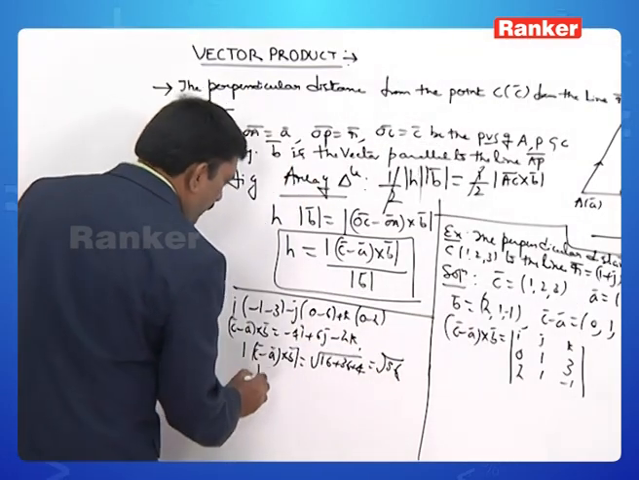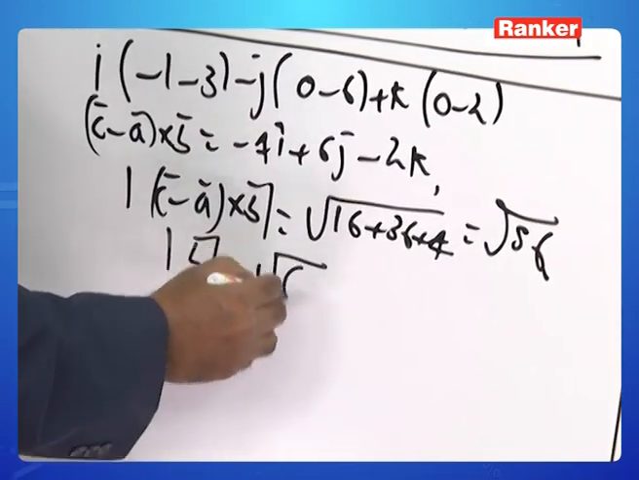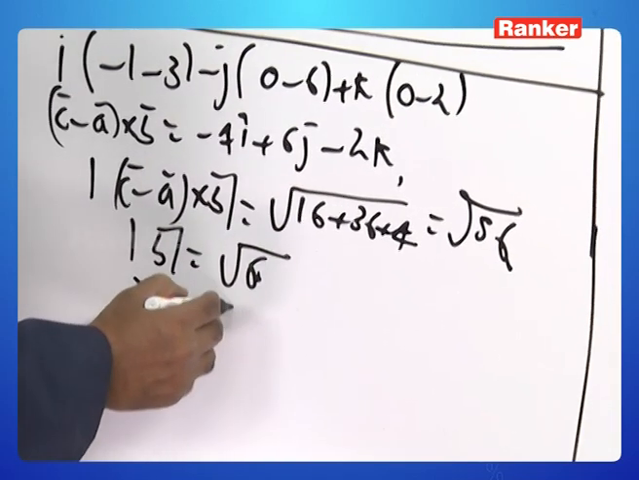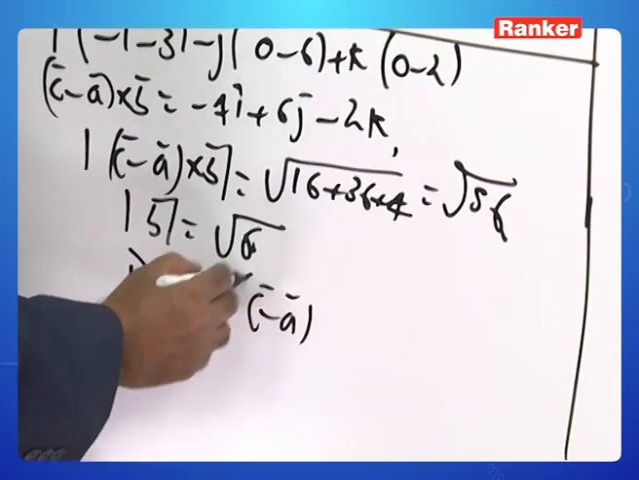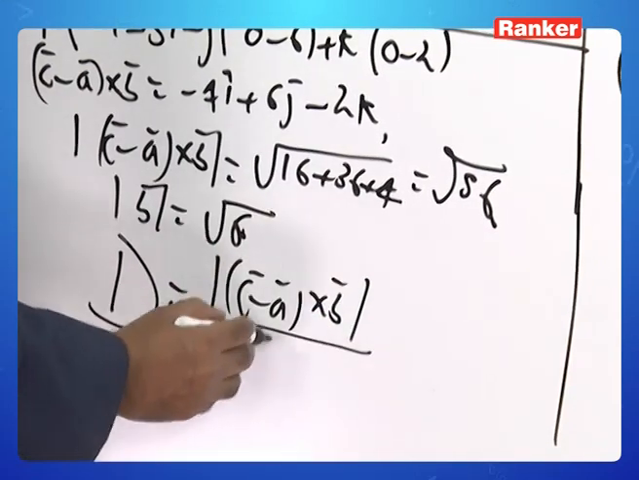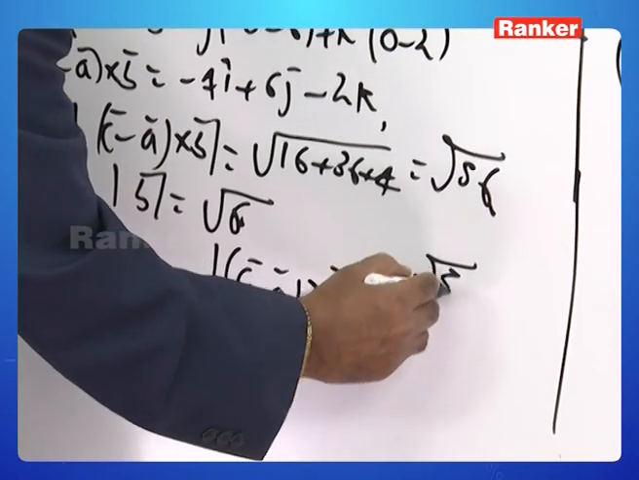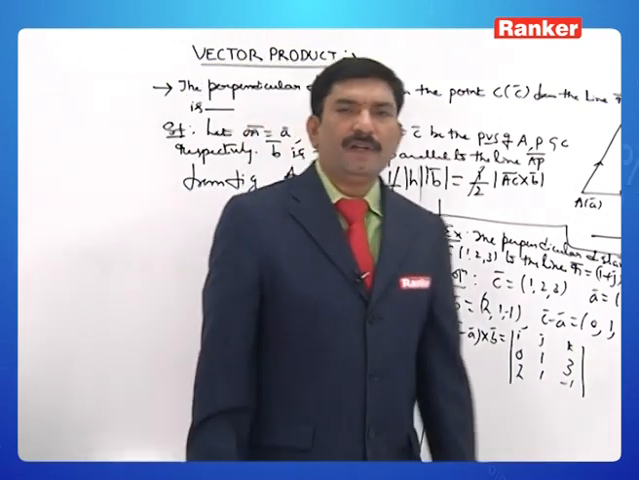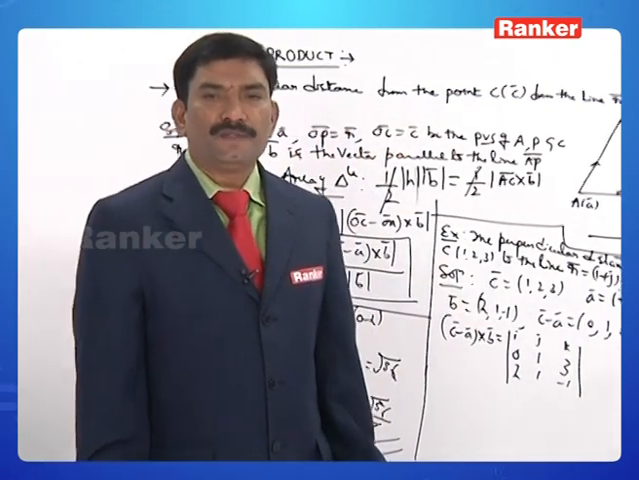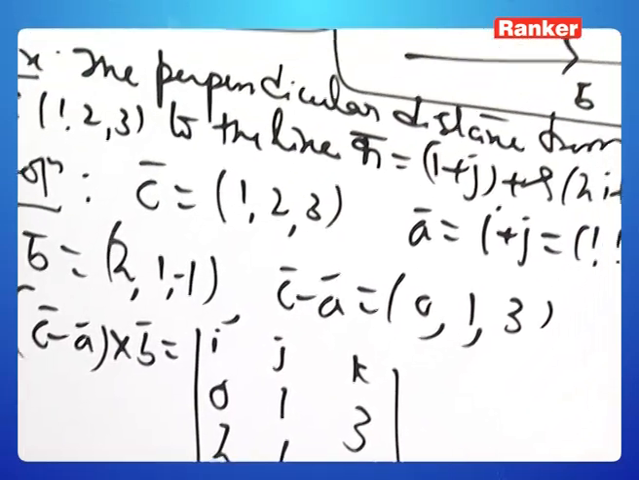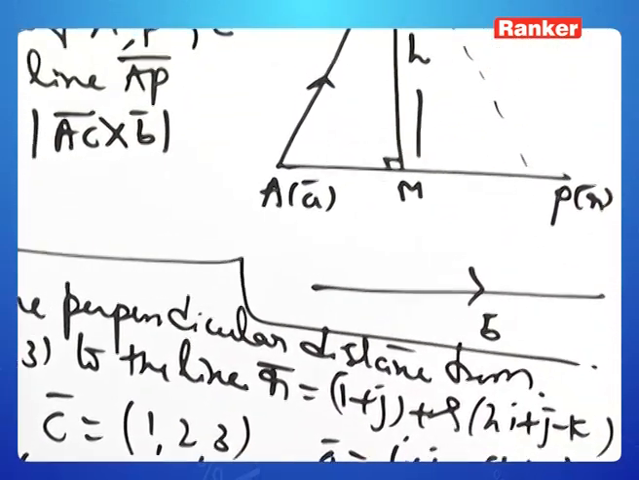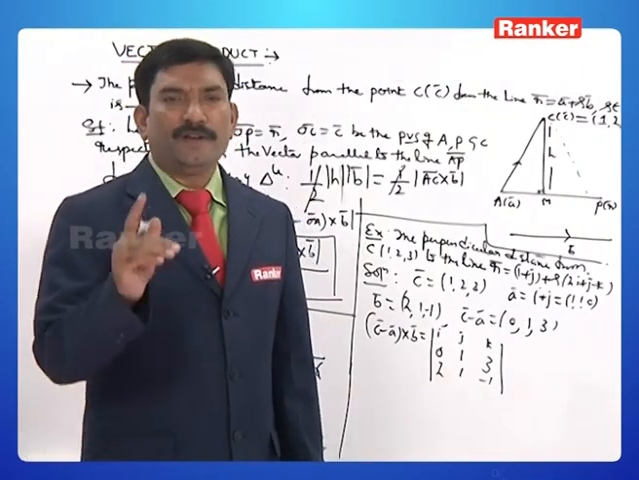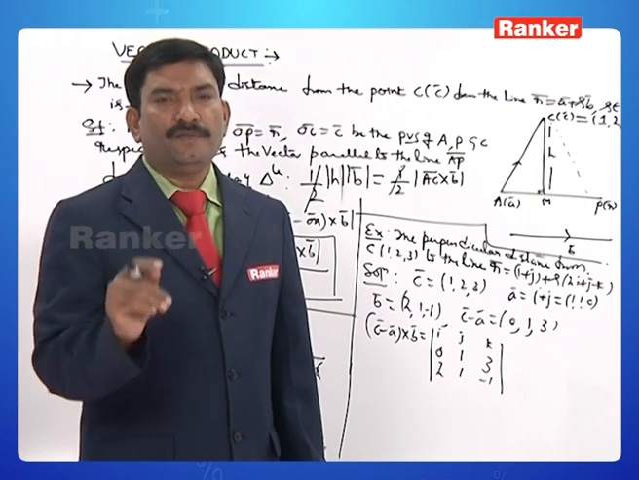And the modulus of B bar? The modulus of B bar is equal to root 6. Therefore, the perpendicular distance D is equal to modulus of C bar minus A bar cross B bar by modulus of B bar, which is root 56 by root 6. This gives the perpendicular distance from the point C of C bar to the line passing through the point A bar and parallel to the vector B bar, given by modulus of C bar minus A bar cross B bar by modulus of B bar.